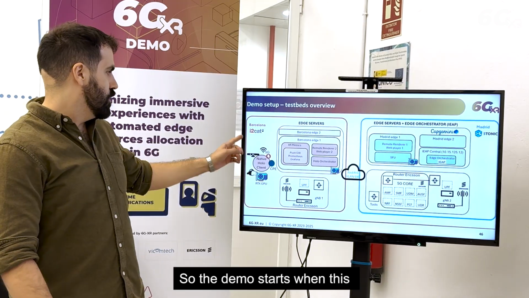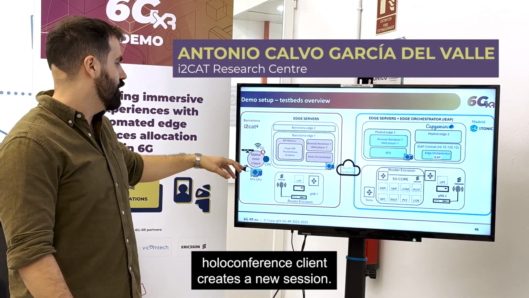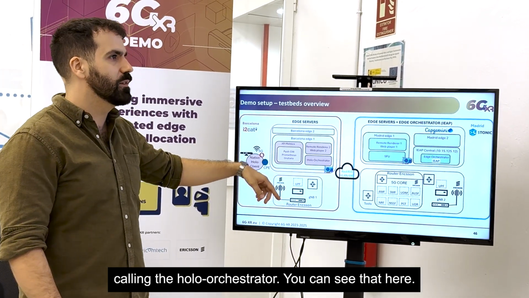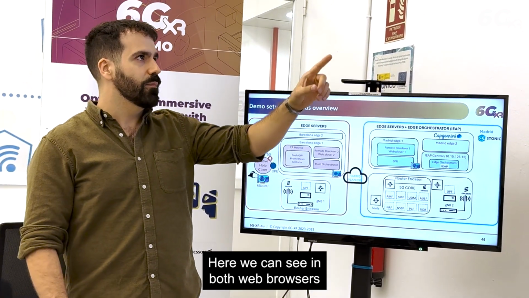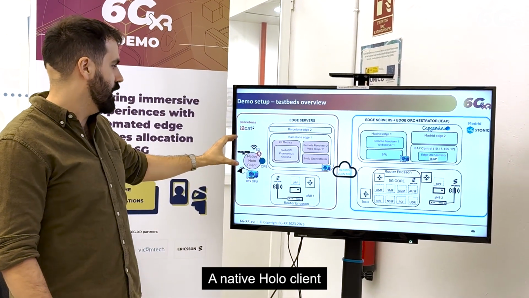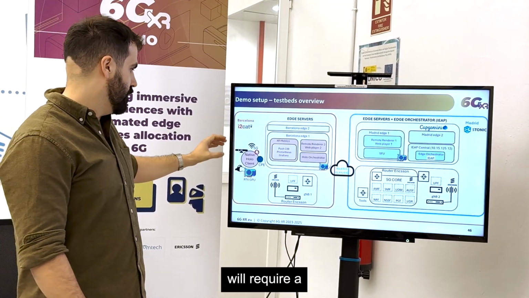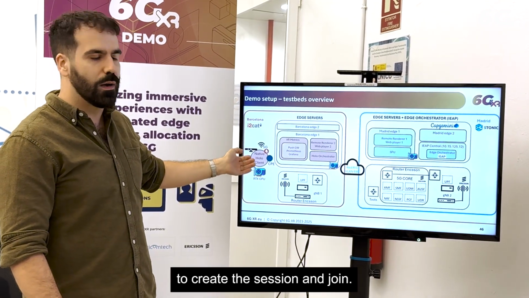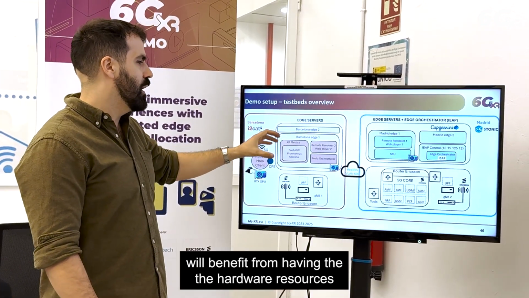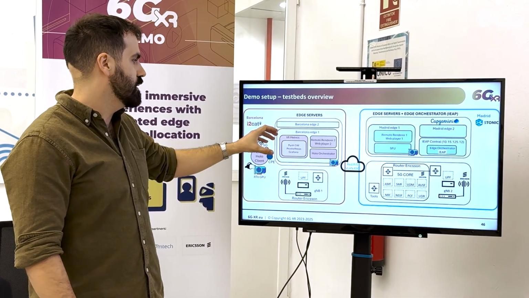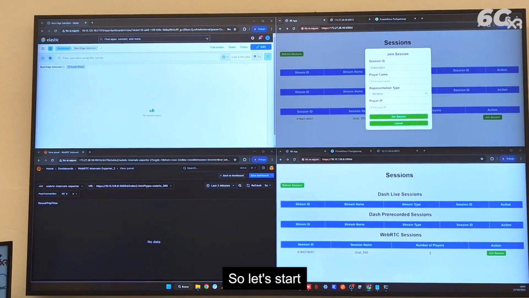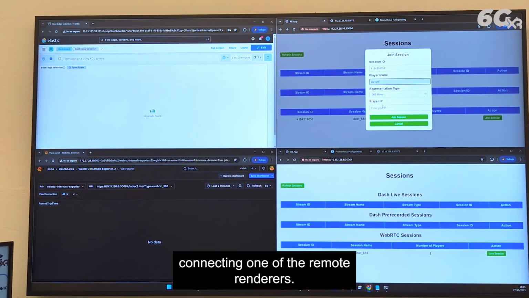Okay, so the demo starts when a native holo-conference client creates a new session, calling the holo orchestrator situated here. We can see in both web browsers that the session is already created. A native holo client will require a high performance GPU to create the session and join. And the remote renderers will benefit from having the hardware resources used in their clusters. So let's start connecting one of the remote renderers.